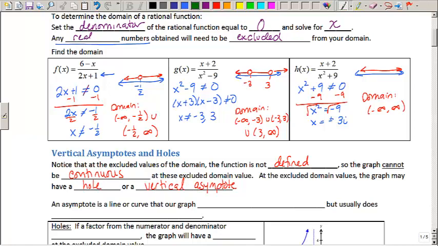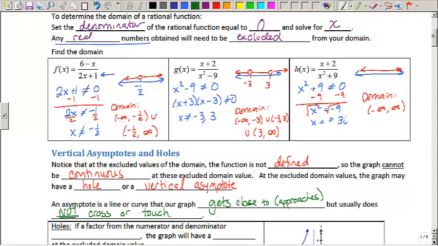So those are the two things that we're going to look at. What is a hole and what is a vertical asymptote? We'll be using lots of asymptotes, so let's just give you a quick definition of what an asymptote is. An asymptote is a line or curve that our graph gets close to. In math terms, we like to say approaches. But approaches just means my graph is going to get really, really close to it, but usually does not cross or touch. So the graph gets really, really close to it, but it doesn't ever touch it.